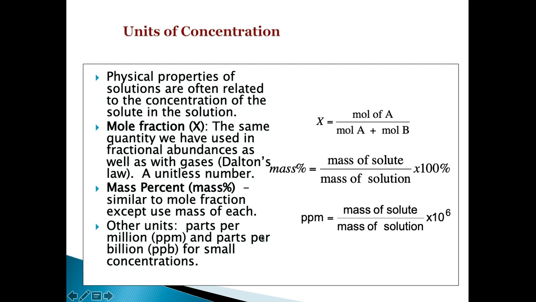Other units that you'll probably see, especially in APES class, AP Environmental Science, are parts per million, which is the mass of solute divided by the mass of the solution times a million. And then parts per billion, which is even smaller, is the same formula, except instead of times a million, it'll be times a billion, times 10 to the ninth. We'll check those out tomorrow, the units of concentration, and do a few calculations for practice.